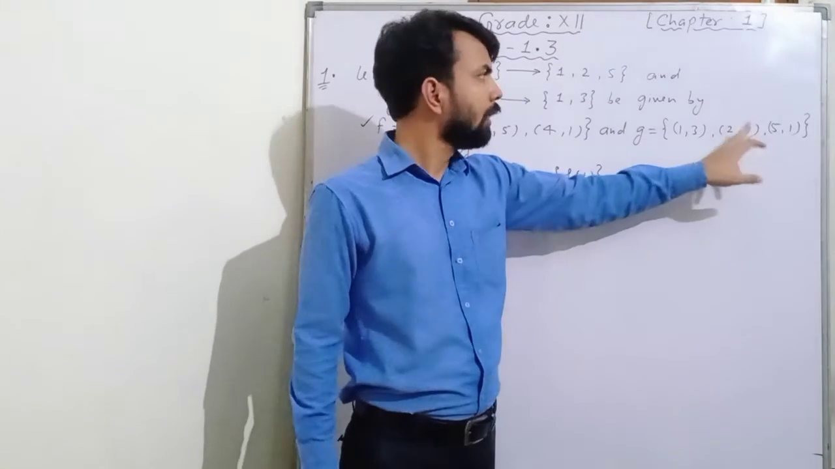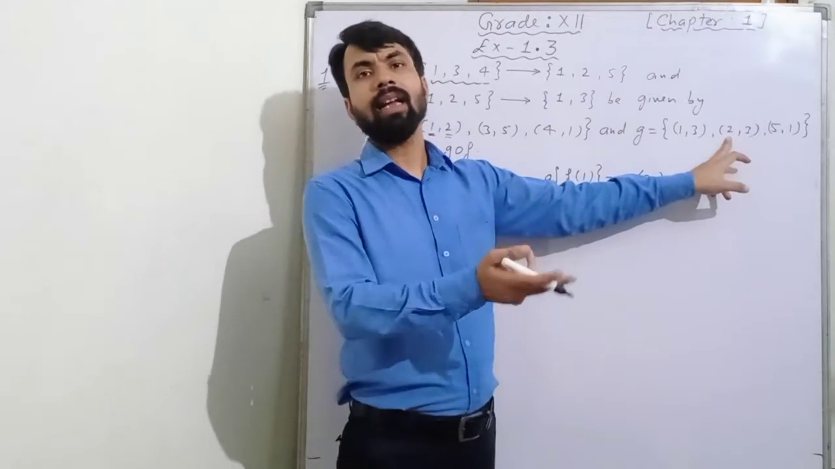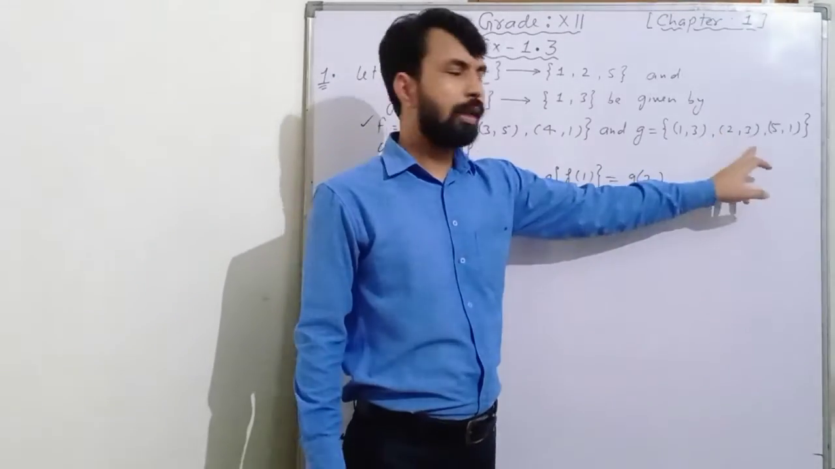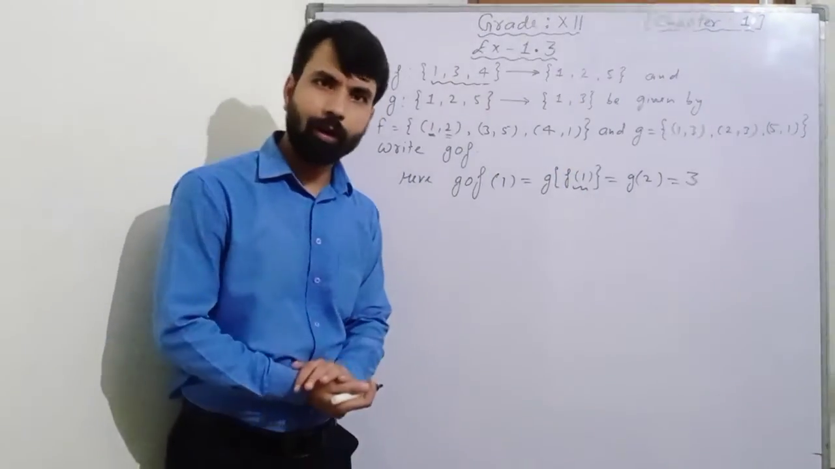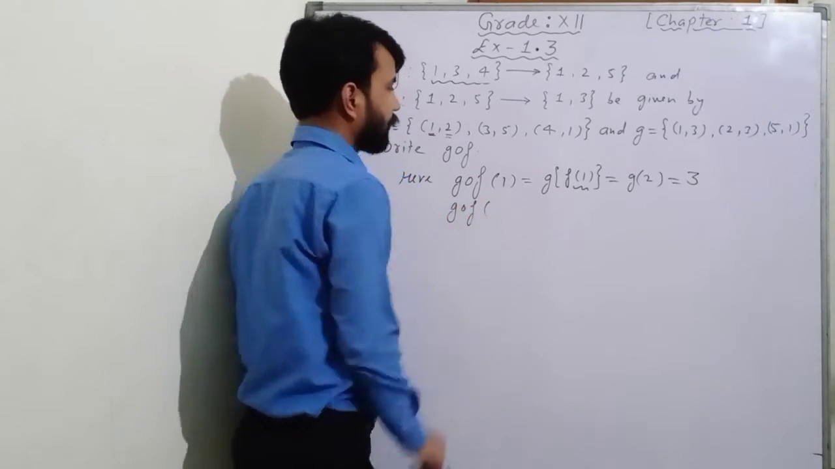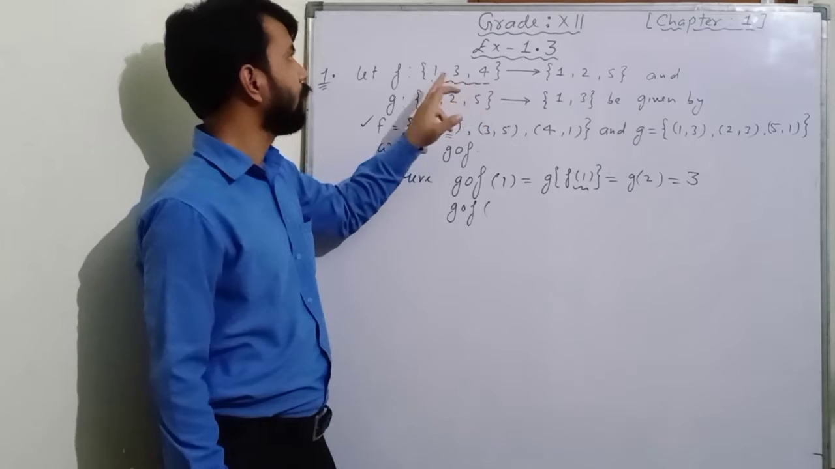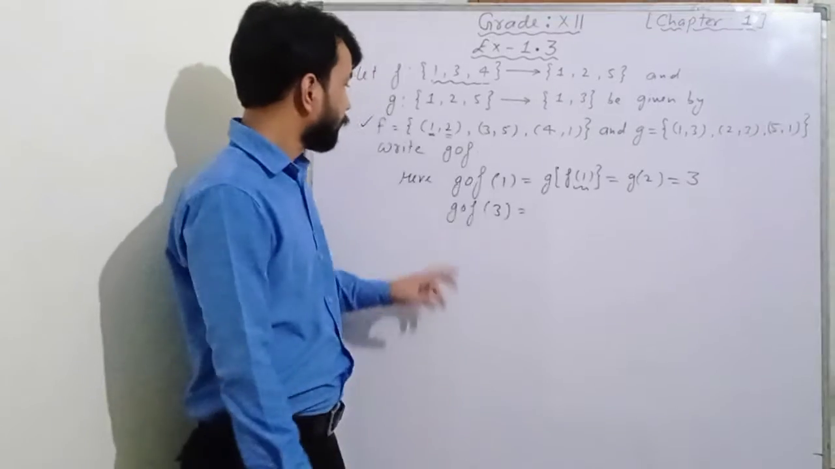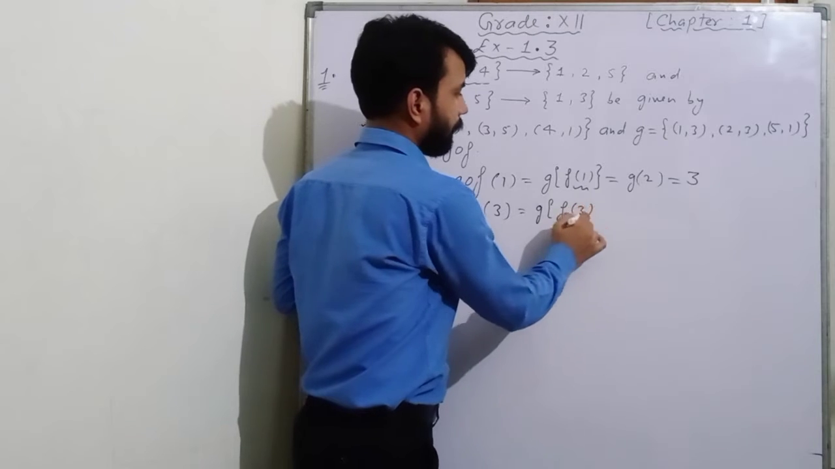Understood? You know that the first element of any ordered pair in a function is defined as the pre-image and the second element of that ordered pair is denoted as the image. So the image of 2 is 3, so the value of g2 is 3. Got it? Okay. Now GOF of the second element of f. Function f has domain 1, 3, 4. The second element is 3, so we write here 3.